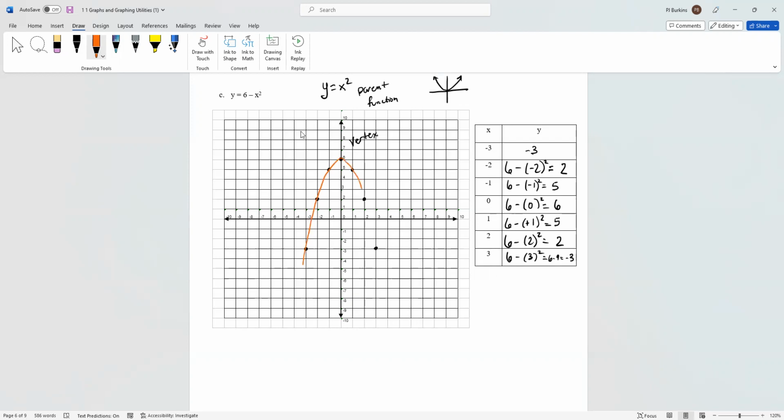Okay. Forgive me for the not so great lines. It's a little hard to do this on the tablet surface.